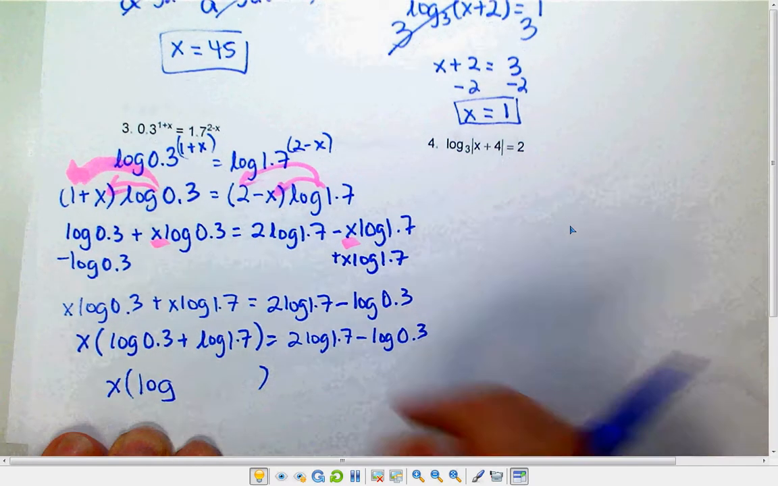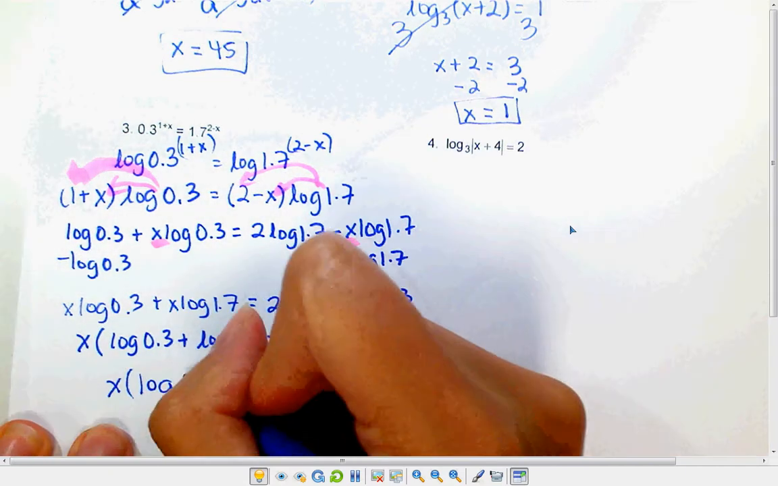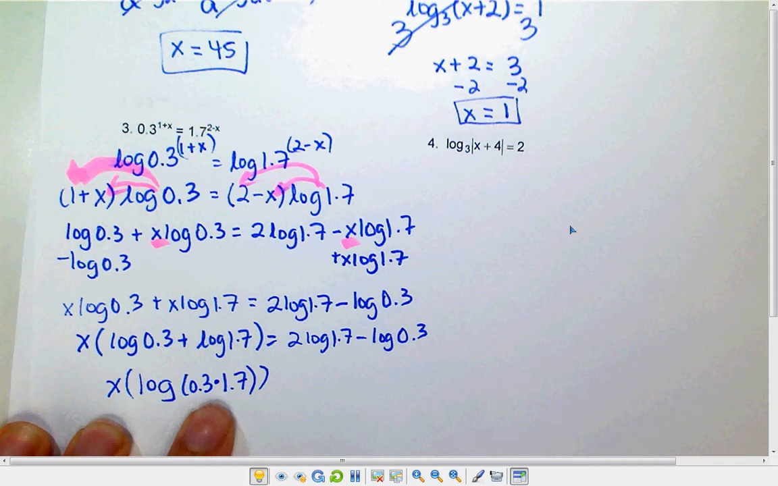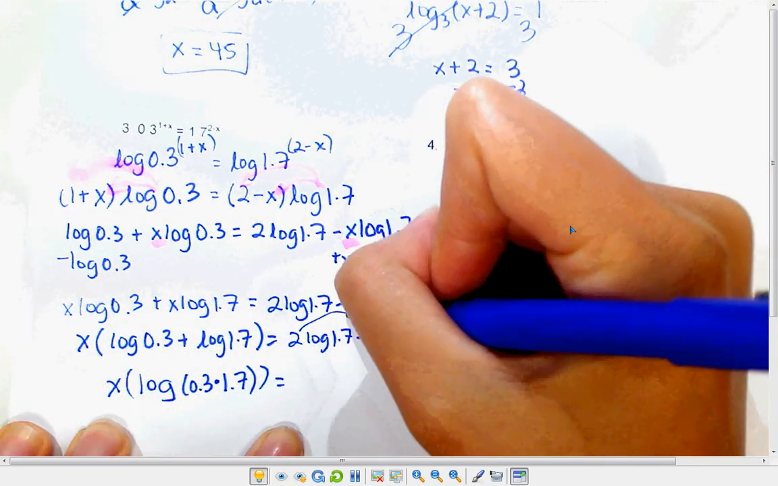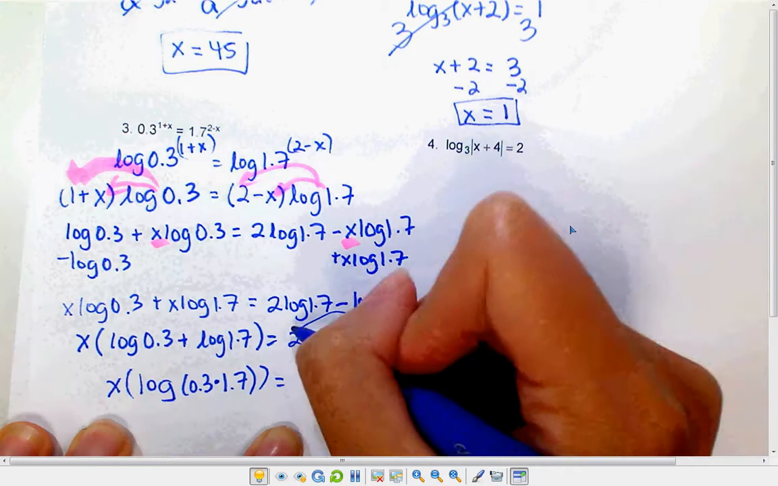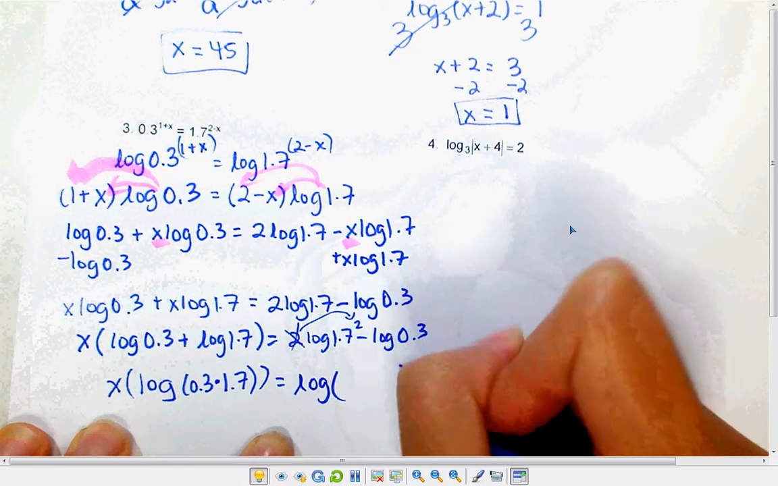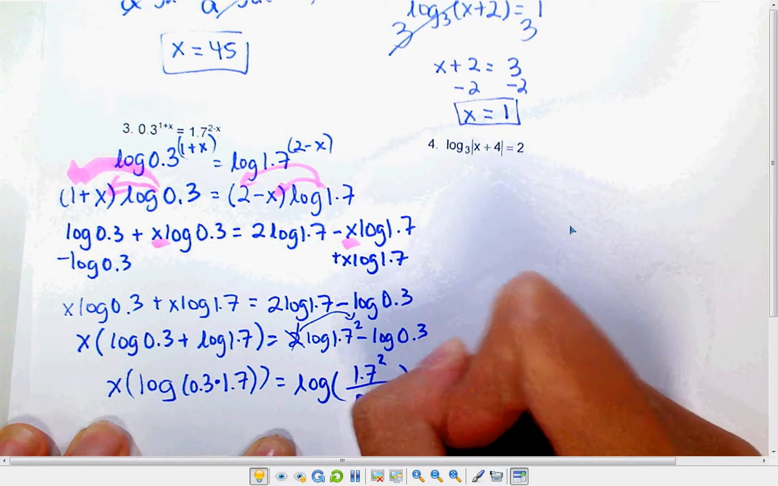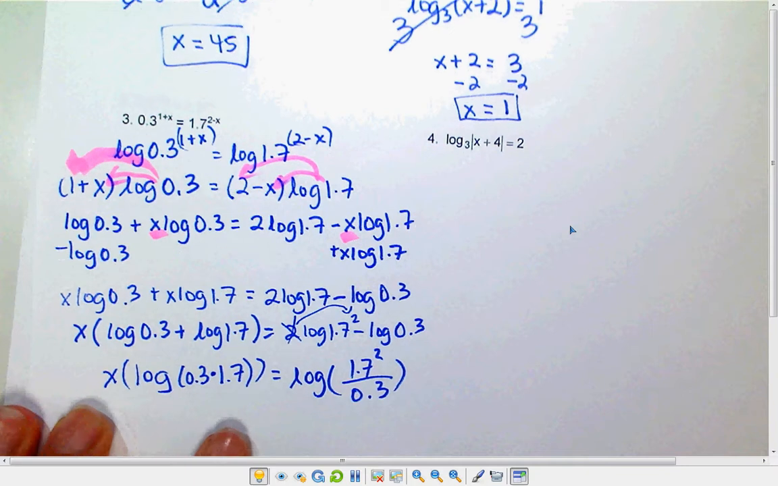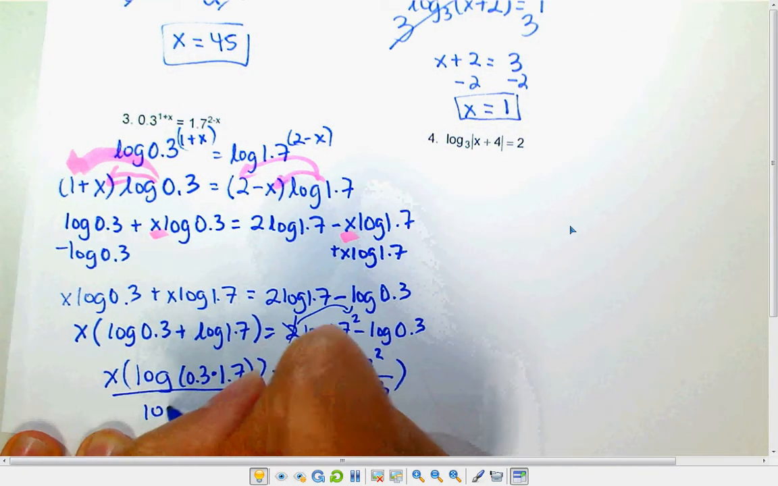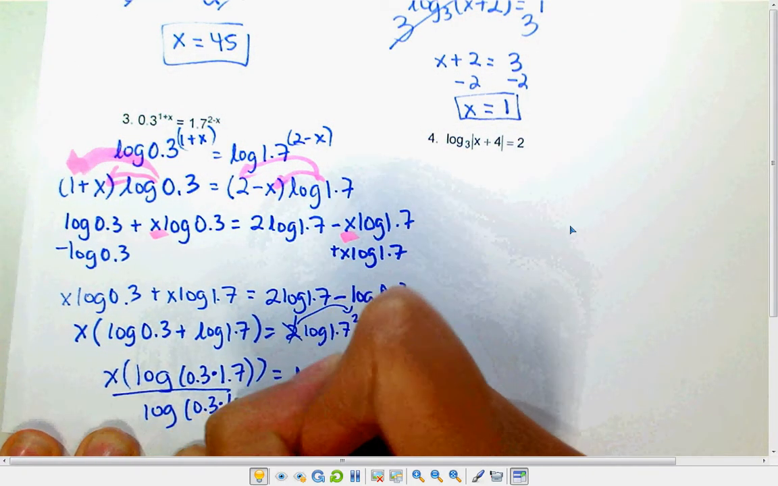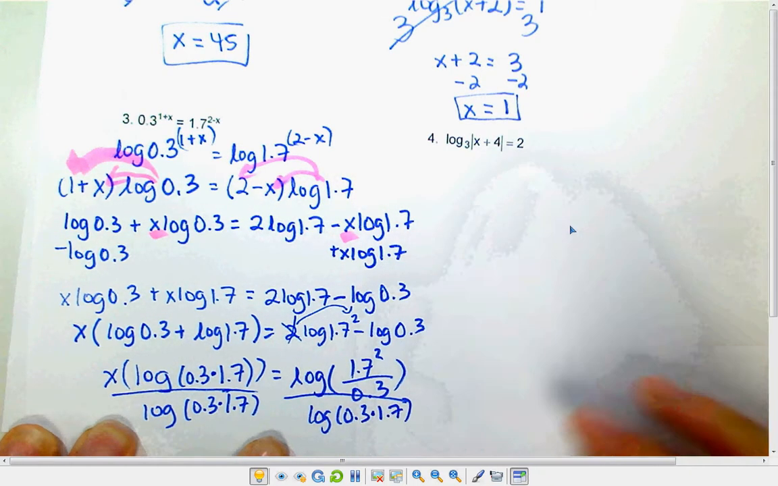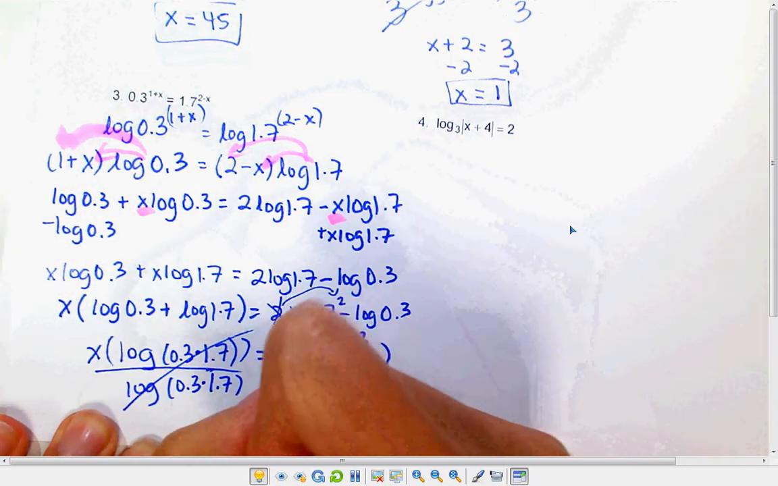So to combine these two, since they're being added, this now turns into multiplication. So 0.3 times 1.7. Over here, this 2 becomes an exponent. And now when I combine these two, so I have 1.7 squared, minus means that it's going to be division. Right. And to get x by itself now, I'm just going to divide by log of 0.3 times 1.7 on both sides. And so this is what's going to go inside my calculator. These cancel out. This leaves me with x is equal to.